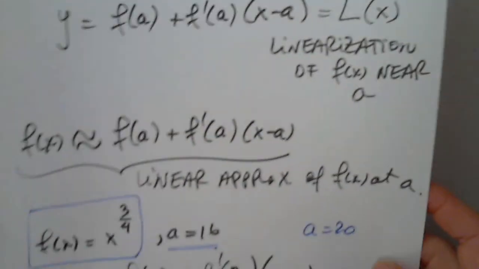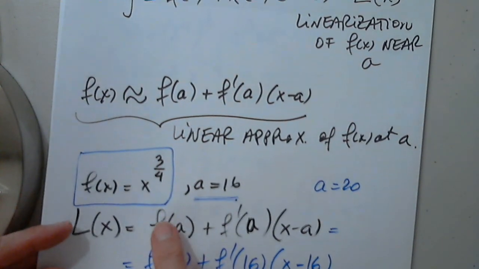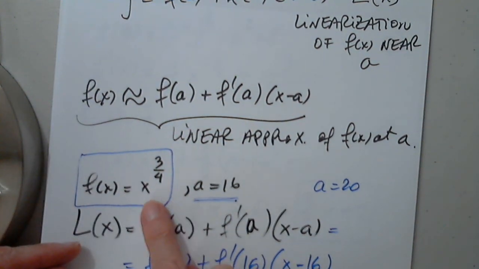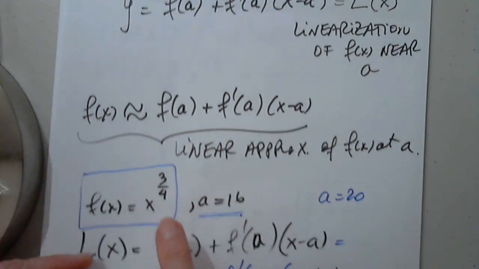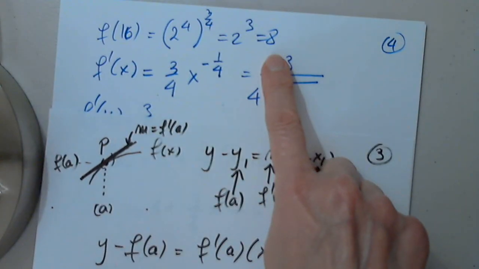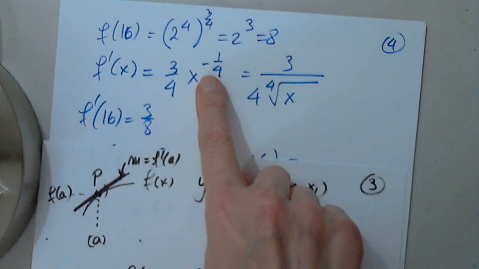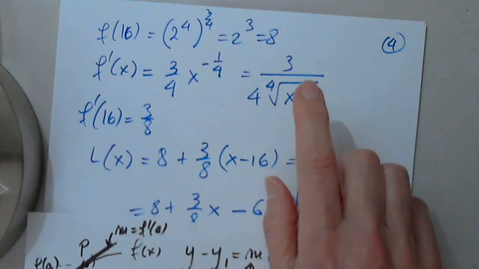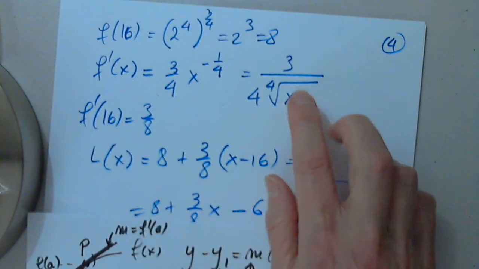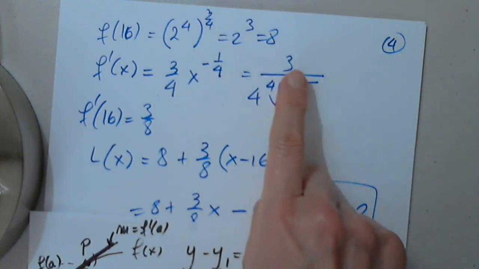So I determined f of x, this is the function, x to the 3/4. Okay, yeah, I get that. So when I plug in 16, I get 8. When I differentiate this function, I bring down 3/4 and subtract 1 from the power. When I plug in 16 here, the fourth root of 16 is 2. 2 times 4 is 8, so it's 3/8.